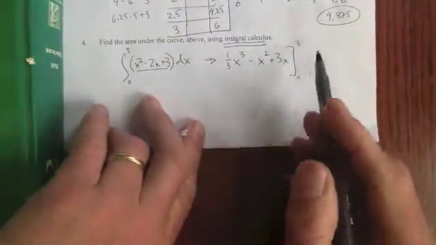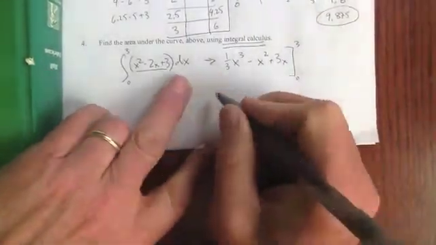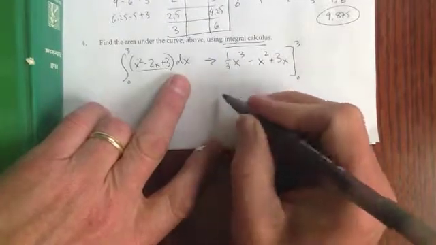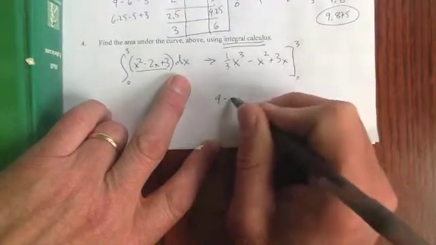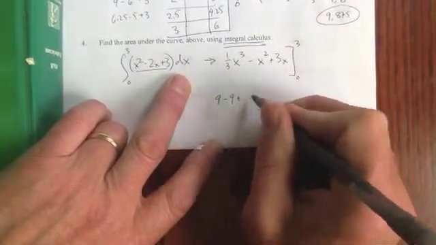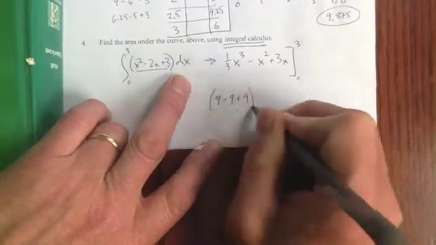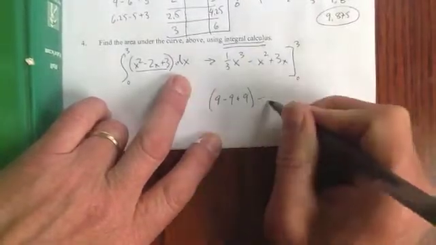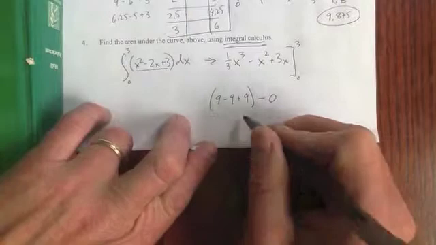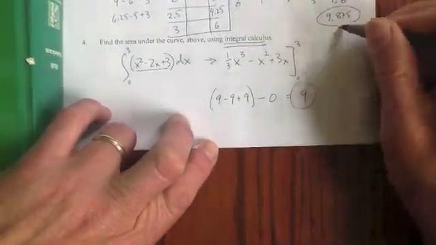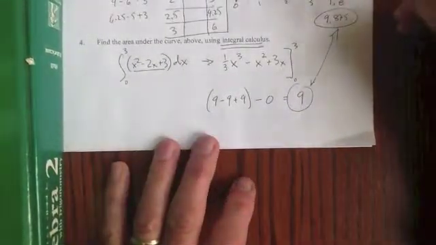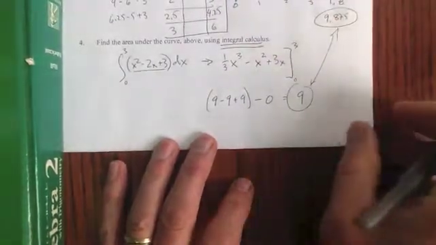All right, so now I plug in 3. 3 to the third is 27. 27 divided by 3 is 9. So that becomes 9 minus 3 squared is 9 plus 3 times 3 is 9. That's one part. And then minus, when I plug in 0, gives me 0. So those cancel, gives me exactly 9. Okay, so you can see I'm pretty close. Looks like I've over counted, but that would make sense if I'm adding up all these extra bits and there's only a little bit missing there. Makes total sense.